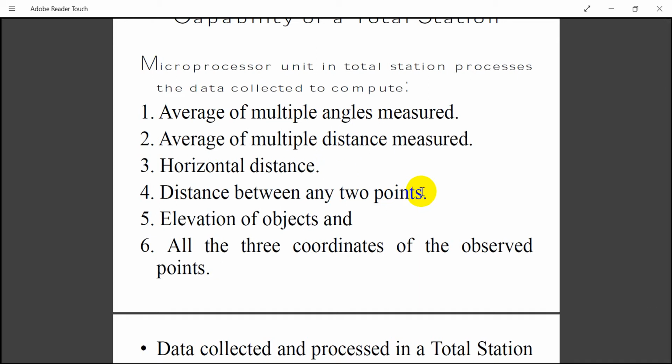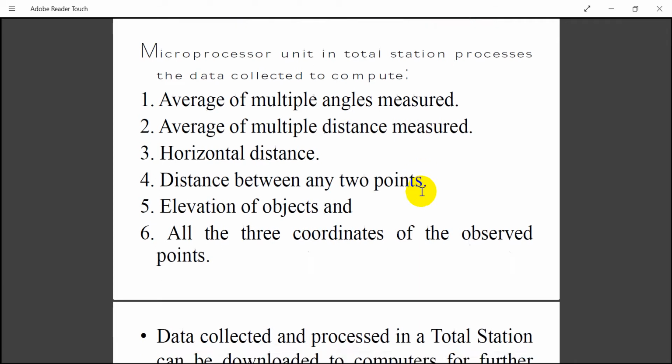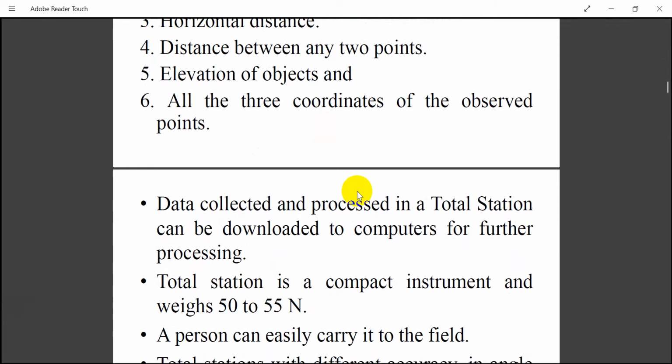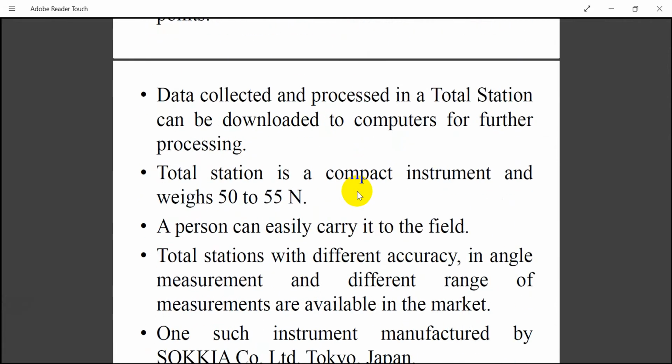But if you want the horizontal distance, that is the problem. So you can solve it by utilizing vertical distance. So, the elevation of the objects, that is the levels, all three coordinates of the observed points. It gives the coordinates of the observed points. Data collection can be downloaded to computers for processing.